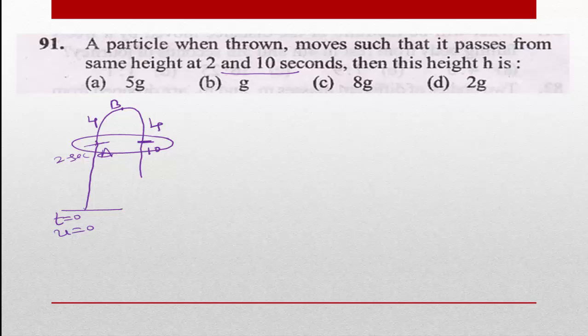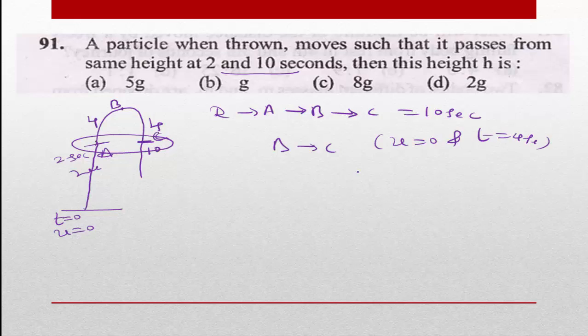Just imagine this concept. At the 4 second is the point A, this is the point B and this is the point C. The time taken from D to A is 2 seconds, and D to A to B and B to C is 10 seconds, and the ball goes from B to C. Initial velocity U equal to 0 and T is equal to 4 seconds. Therefore, velocity for the point C is 0 plus 4 into g. And from C to D, S equal to ut plus half g t square.